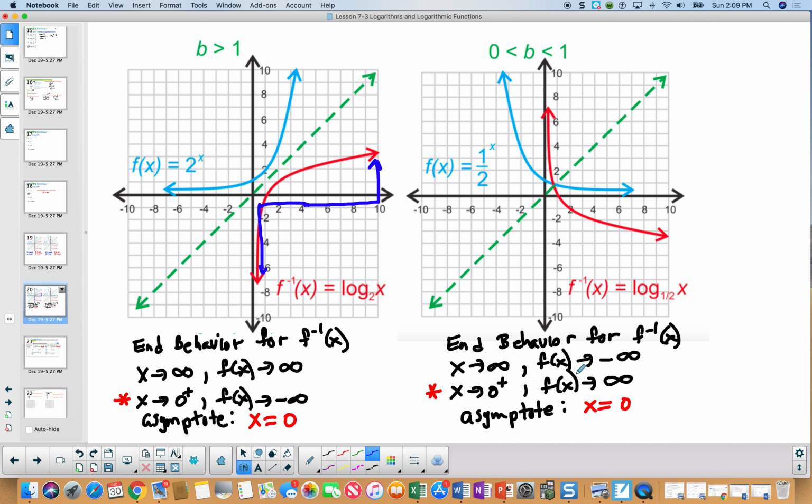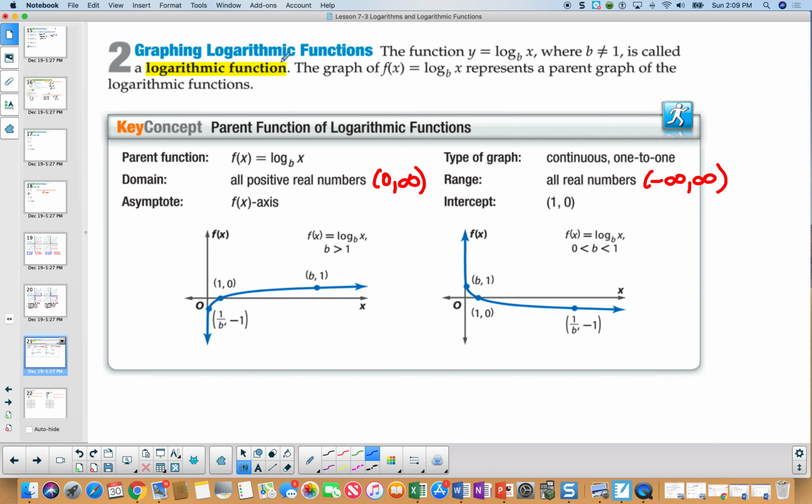Same thing is going on over here. As x goes to infinity, we're going to negative infinity here. As we get closer to 0, we go up. And again, this situation creates this asymptote, which is x is equal to 0. So this summarizes what we know about logarithmic functions. The domain is all positive real numbers for both, and the range is all real numbers for both. The y-axis is the asymptote, and it has an x-intercept, which is (1, 0).